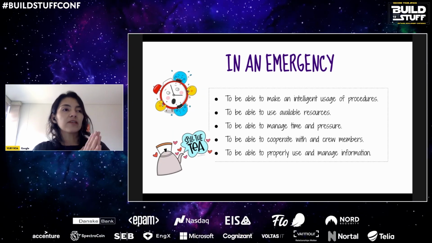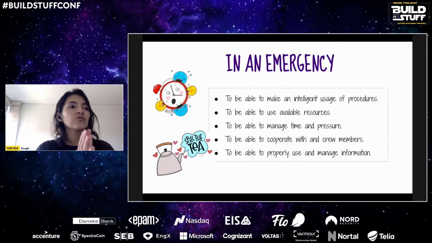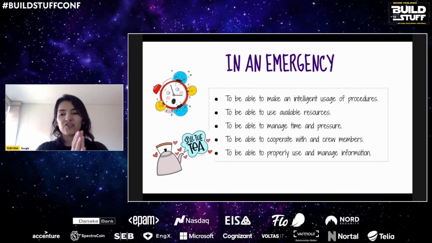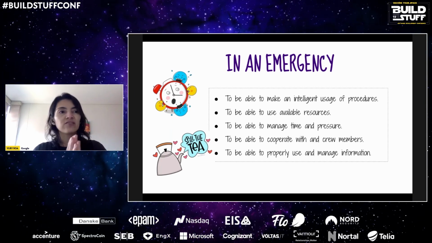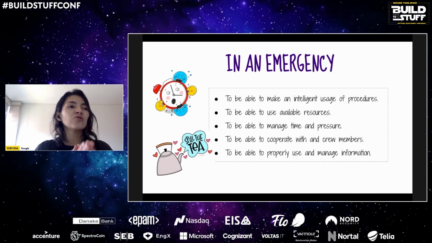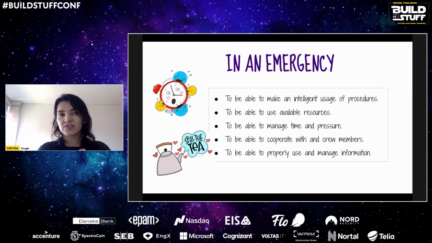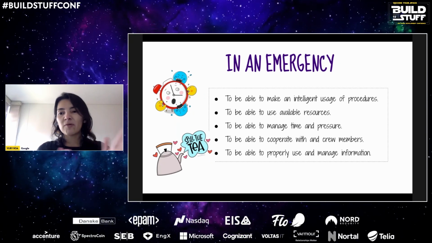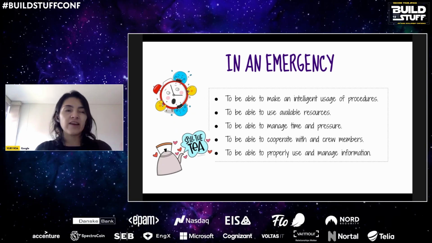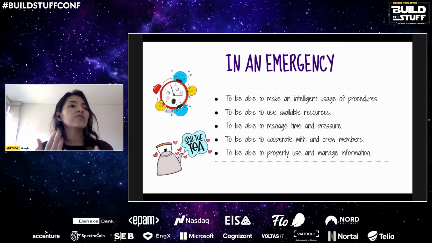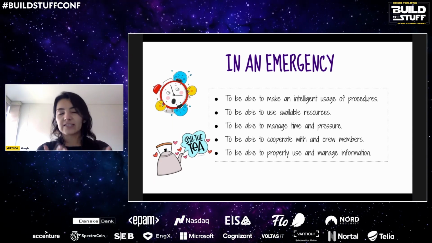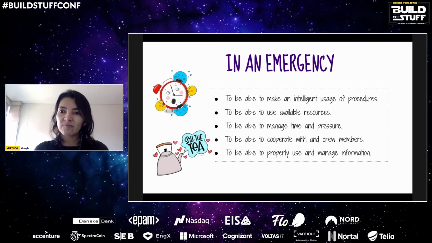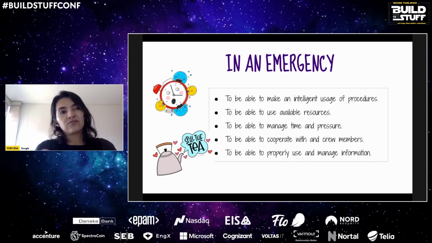So there are more important competencies to develop. We should be able to make an intelligent usage of procedures, and we should be able to use available technical and human resources and to reconfigure them, because in this moment probably those things could have failed also. Also, we should be in capacity to manage time. The time is really important here, and the time pressure also.